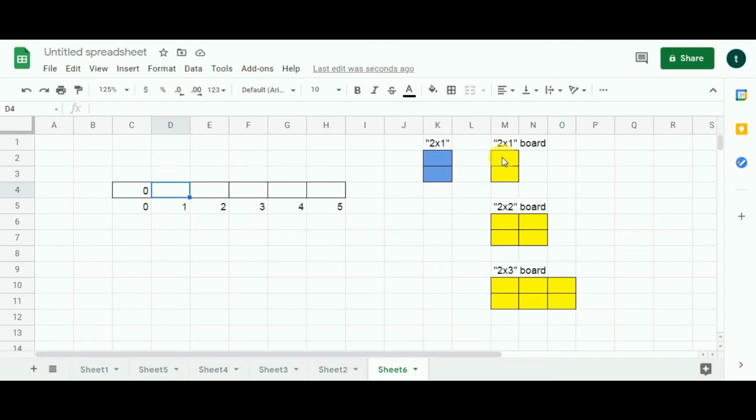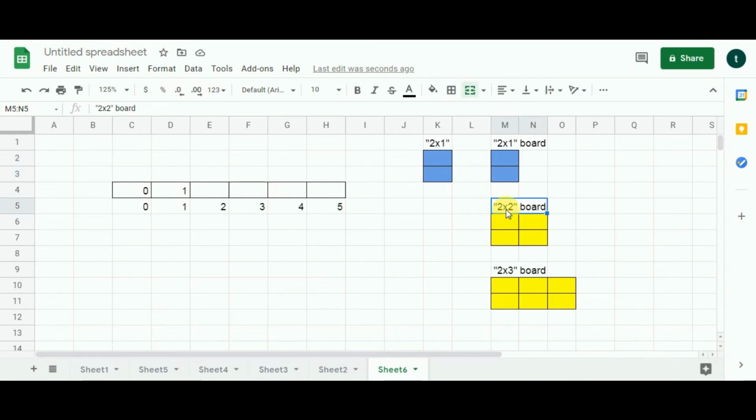This subproblem represents a board of 2 by 1. You can see that the tile is 2 by 1 and the board is also 2 by 1. So logically there is only one way to fit this tile in this board. So I populate 1 in this cell, 1 for the number of ways. There is only one way to fit a 2 by 1 tile into a 2 by 1 board.